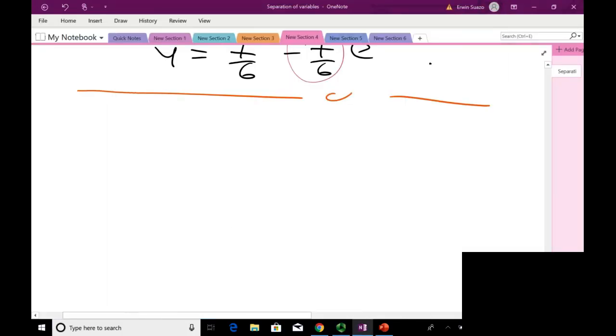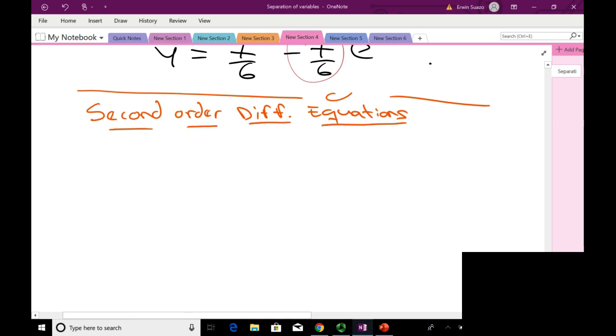Okay. So we're preparing to do second order differential equations. So we need to make a little review of linear algebra and some other properties of functions. Okay. And then once we get this, it's gonna be easy to find our main theorem.